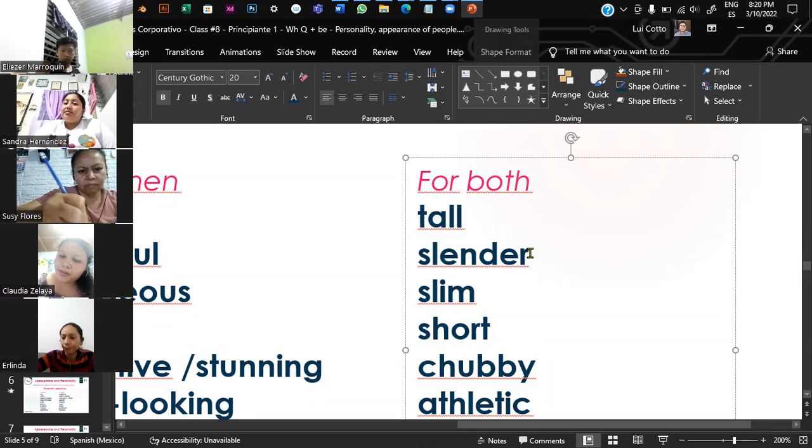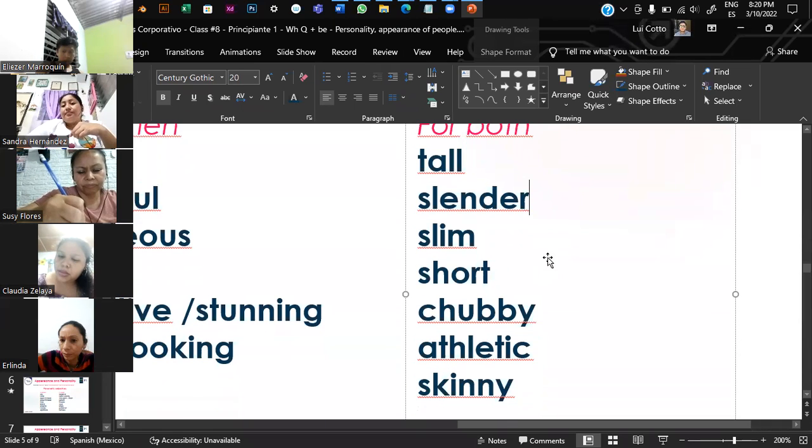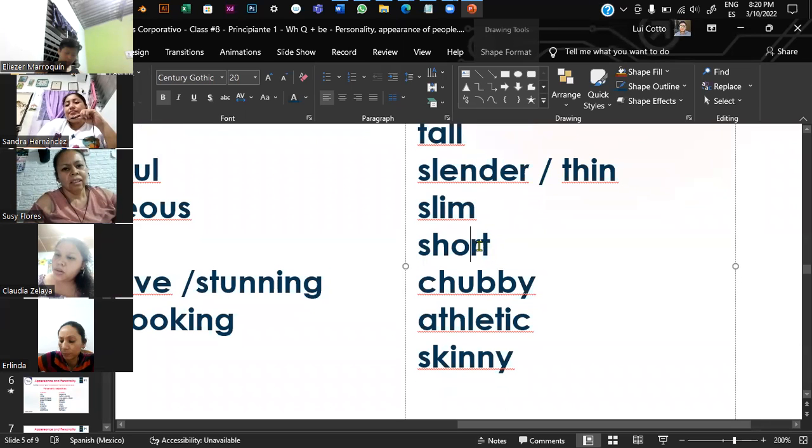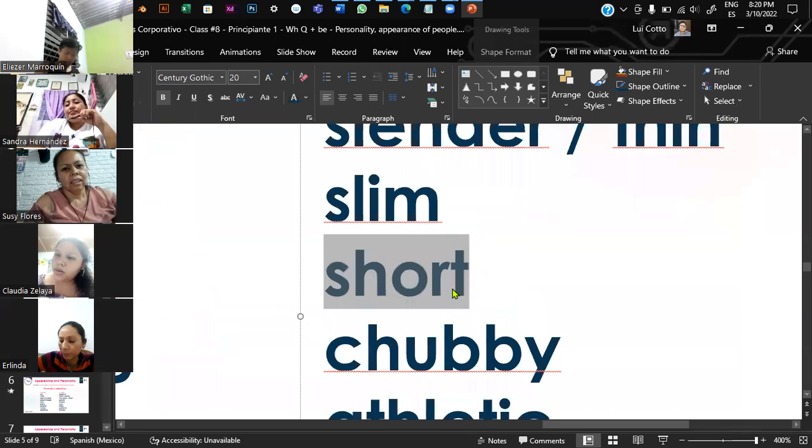The next one is slender. Slender is like this. It's not huge. It's slender. It's like thin. Thin is another one. Slim. Let's repeat. Slim. It's slim. Okay, he's slim. Next appearance adjective.